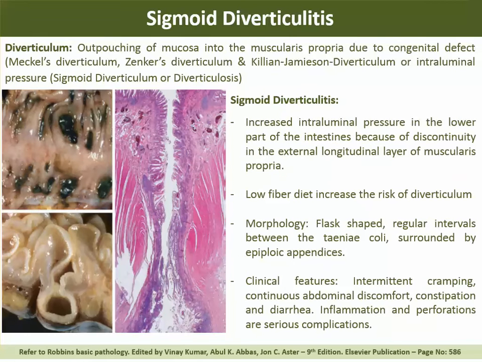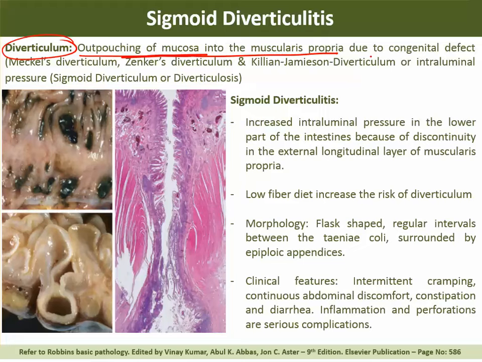Now, the first thing which I'm going to discuss is called sigmoid diverticulitis. First of all, you should know what a diverticulum is. A diverticulum is an outpouching of mucosa into the muscularis propria, which means the mucosa dips into the muscularis propria.